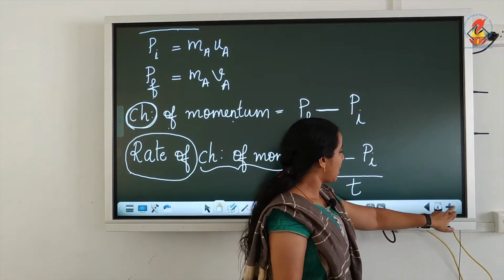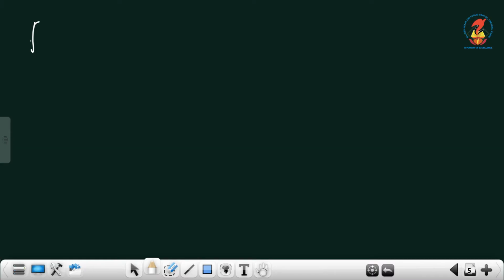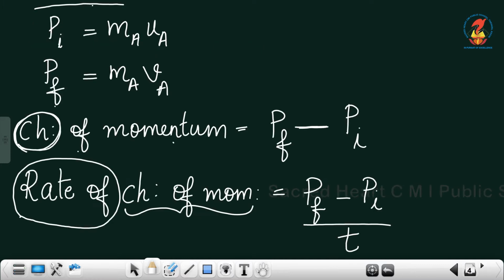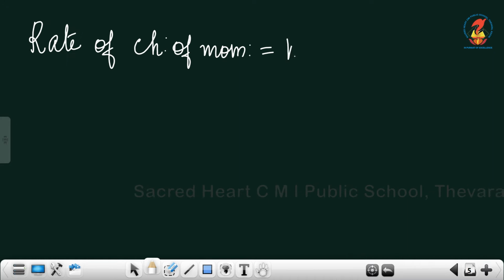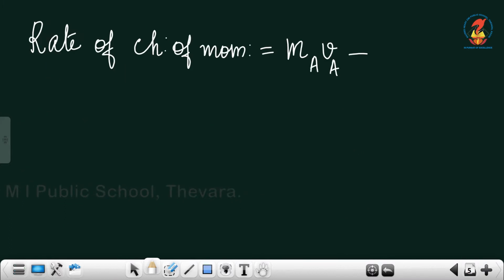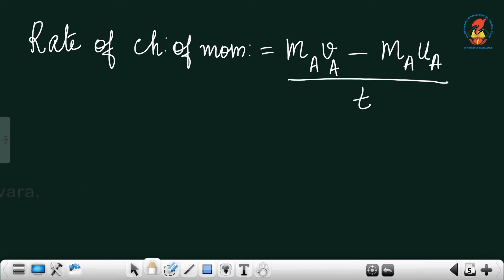Now, let us substitute the values of PF and PI. So, rate of change of momentum is PF. What is PF? It is MAVA. So, PF is MAVA minus PI. PI is MAUA. So, instead of PI, substitute its value MAUA divided by time.